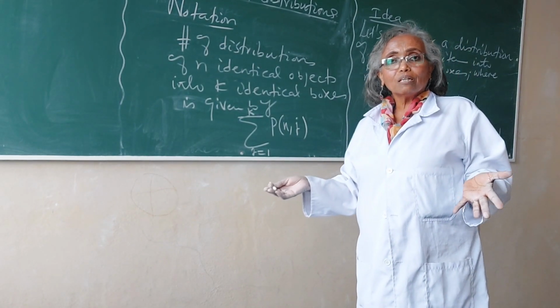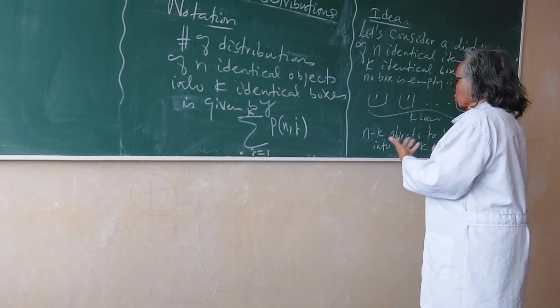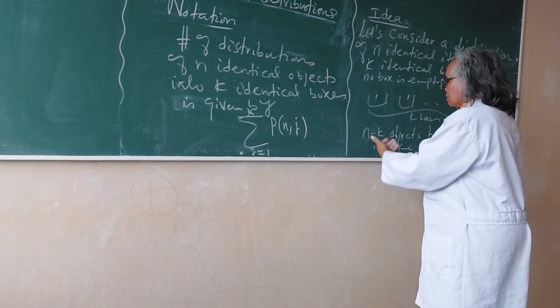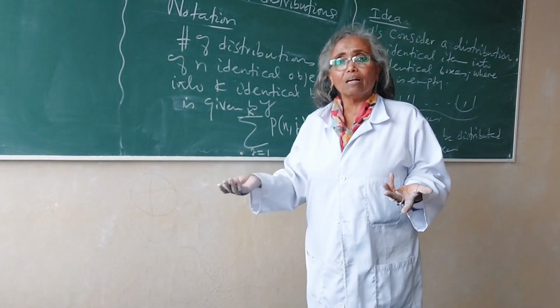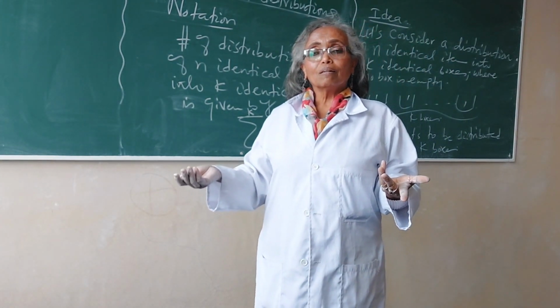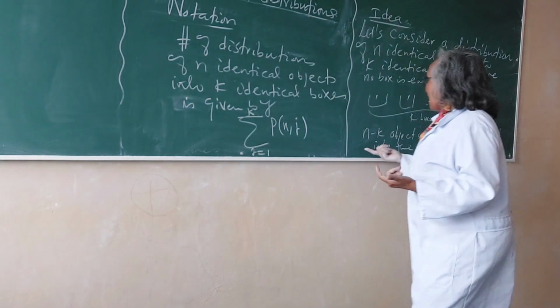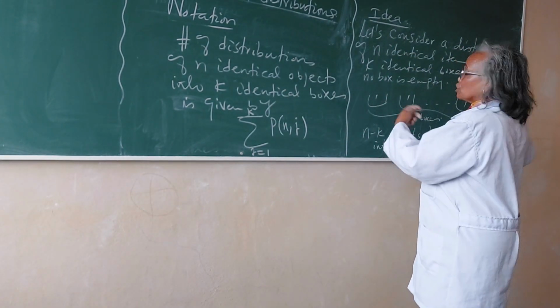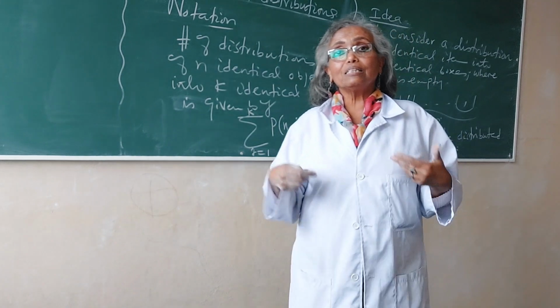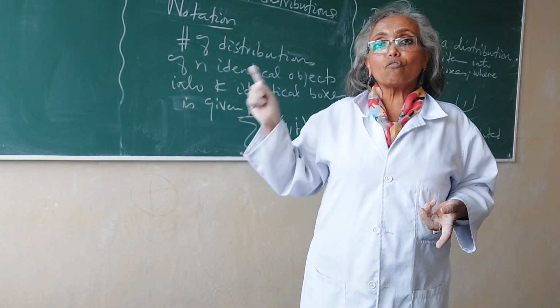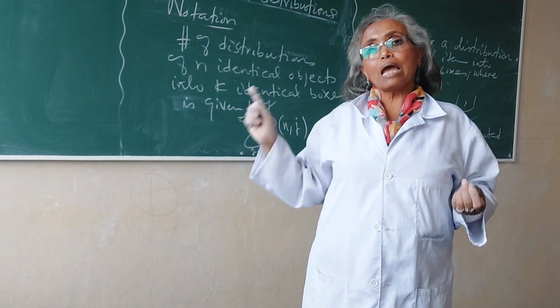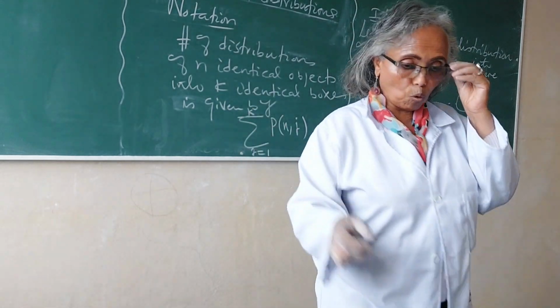So, you see, there is a one-to-one correspondence between this distribution of n minus k objects into k boxes and the number of ways to distribute n identical objects into k boxes where none of the boxes remains empty.